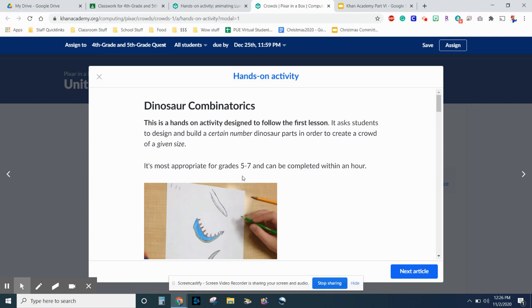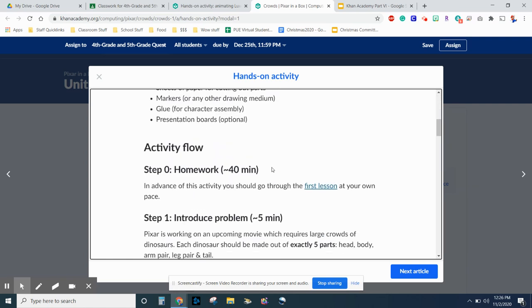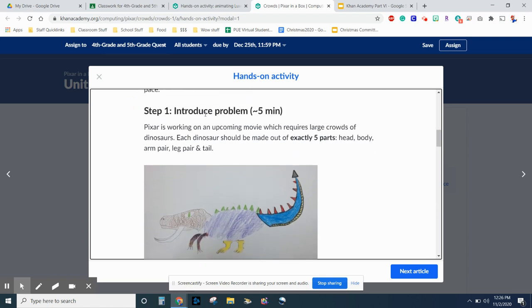So for this activity, it says grades 5 through 7, but I'm sure you fourth graders can handle it. It's completed within an hour. You may need to draw faster, or we might split it up between 2 days. So here it is, the homework. You did all these lessons already. This was also in the first week. So we're going to introduce the problem.